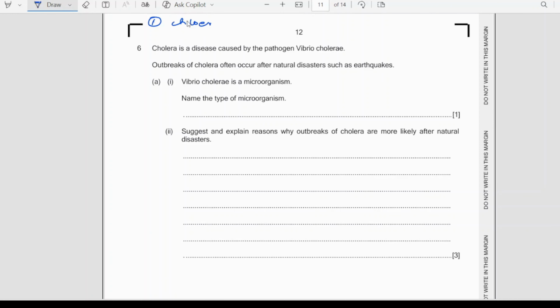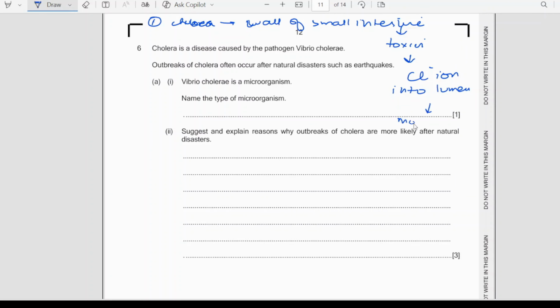Okay, cholera. Sorry, cholera gets attached to the lumen or the walls of the small intestine. Then it releases a toxin over there. That toxin moves the chloride ions into the lumen. Since there are more chloride ions, it will attract more water into the lumen by osmosis, which causes the watery feces.